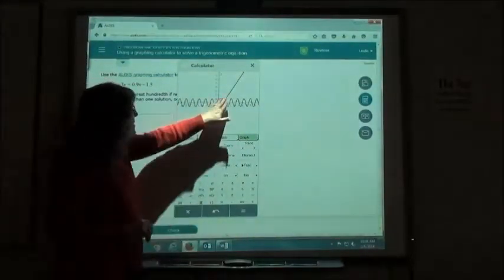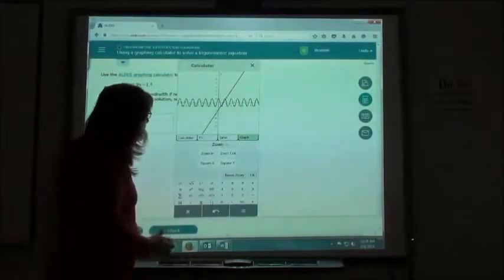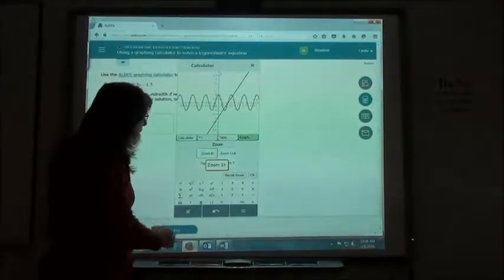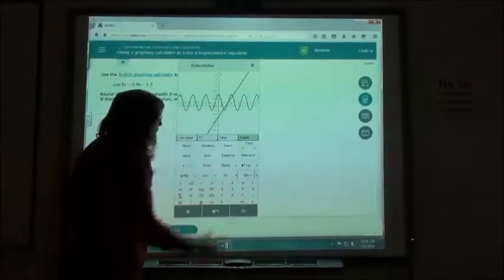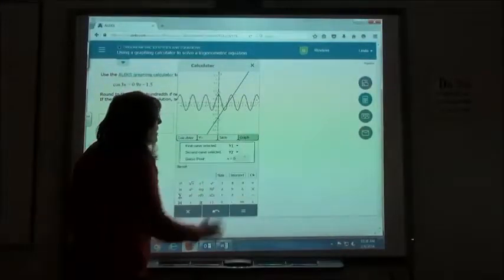If you'd like, because it kind of looks like it zoomed out a ways, you can hit the zoom. And I'm going to zoom in. There I can see my intersections a little bit better. I'm going to hit OK on that screen. And what we really want to do is the intersect. So we're going to do the intersect.